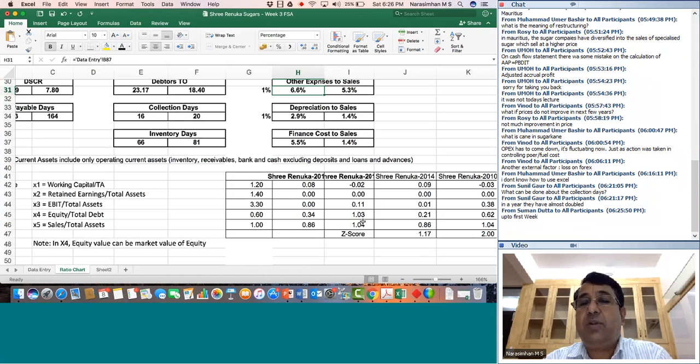Okay, what can be done about collection days? The company has to figure it out. I have no idea about that one. Neither the case nor the company's annual report has any detailed discussion on why the collection days have gone up. But that's a concern area. Our ratio analysis gives us symptoms. It is not giving us a solution. Remember.